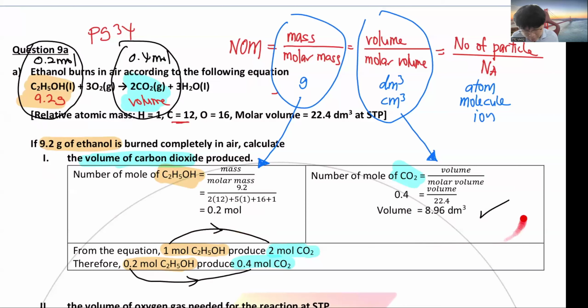The calculation is similar. The only difference is because these two are two different things, you cannot just put the 0.2 into here. You define the relationship between the C2H5OH and the CO2, the ratio, the relationship between these two. And we found the relationship is 1 to 2. So you just times 2.